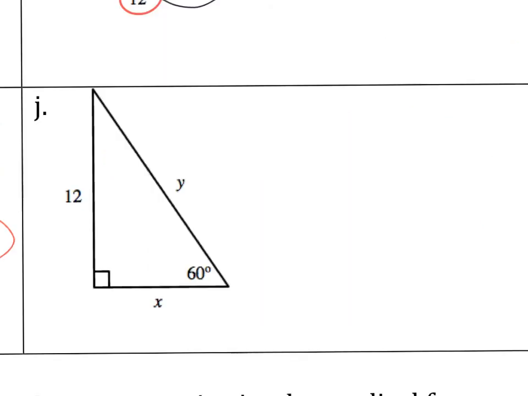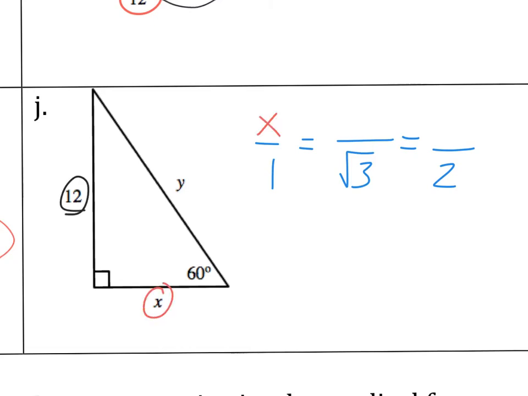So, one way to do this is just to set it up small, medium, large. Small, medium, and large. X is the small, so I'll put it there. 12 is the medium, so I'll put it there. And y is the large, I'll put it there. So you can just cross multiply however you would like.